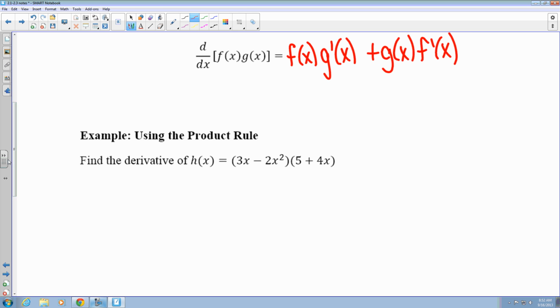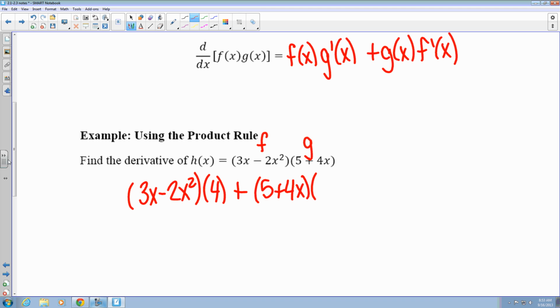Keep it right there. So here we have the derivative of h of x, where we have two functions multiplied together. The first one's f, second one's g. To find the derivative, we take f times the derivative of g plus g times the derivative of f. So it looks like we're going to have a lot of foiling to do.